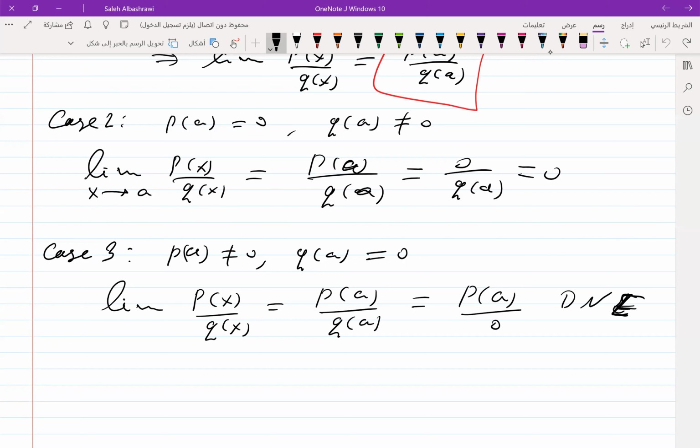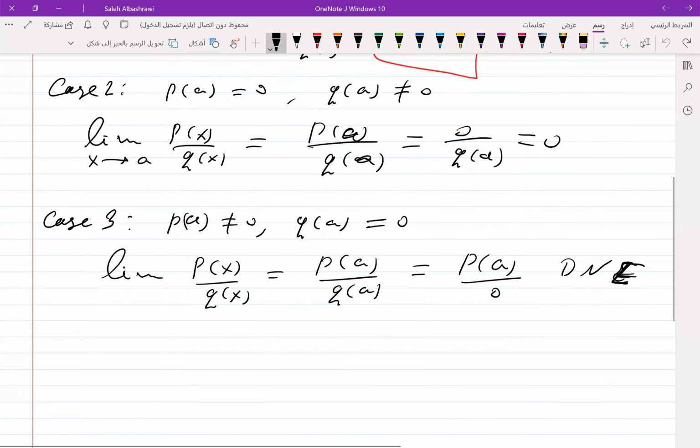Don't confuse the value of the function and the limit. The value will be said to be undefined, but we will say the limit does not exist since we are dividing by 0. So when x goes to a, either it will be plus infinity or minus infinity. It is another way to say the limit does not exist.